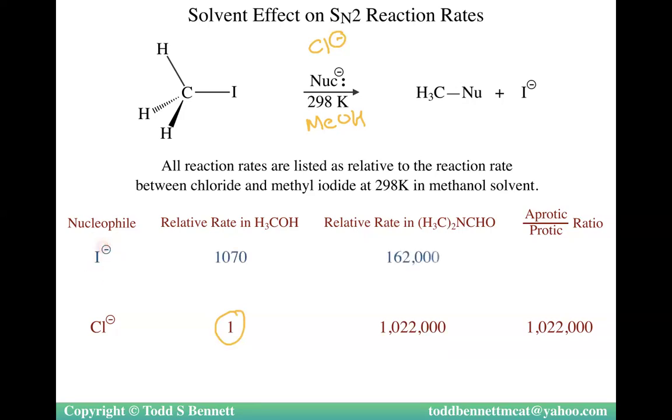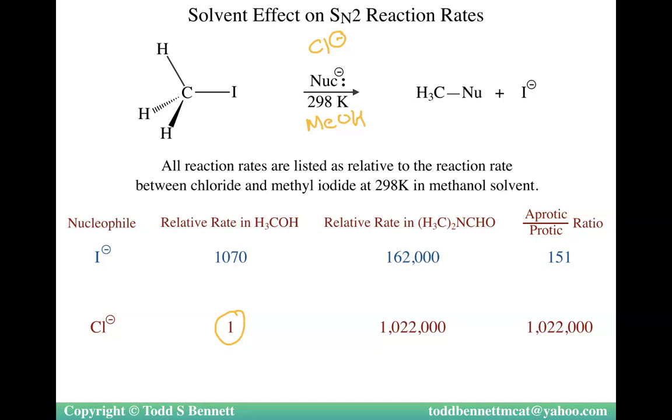So if we do iodide, this one's going to be tricky. To monitor it, you have to use isotopically labeled iodine. If we use iodide in this reaction instead of chloride, iodide's a better nucleophile than chloride. So when I use that, it's about 1,000 times faster than it was with chloride, but it's about 6 times slower when we use the aprotic solvent. Notice the relative ratio is only about 100 to 1, whereas this was 1,000,000 to 1. So you start running into incidences.